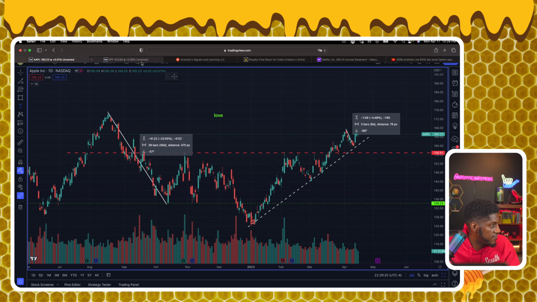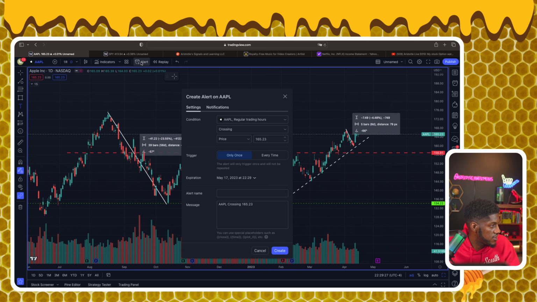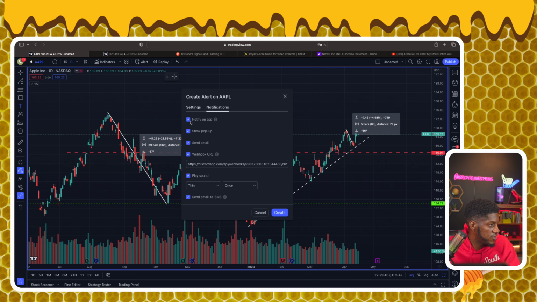Then of course you have my favorite, which is the alerts. And I'll go over that in a separate video, the way I like to set alerts. So you got your price alerts. You can get them to text to you however you want them sent to you. So for the notifications part, you can either do notify on app, show pop-ups, email, webhook, things like that.